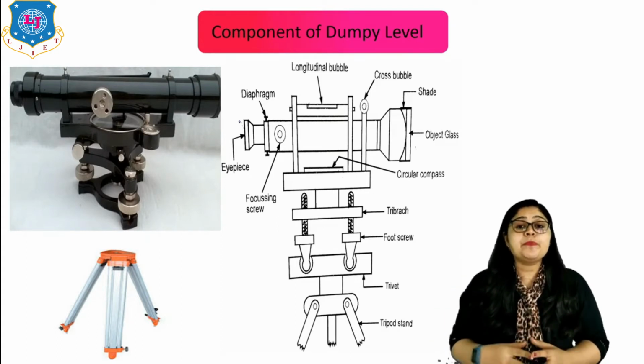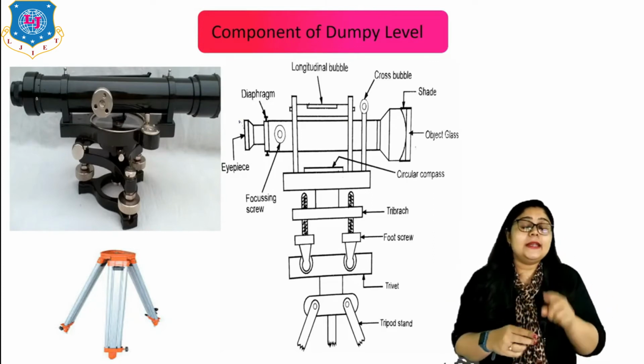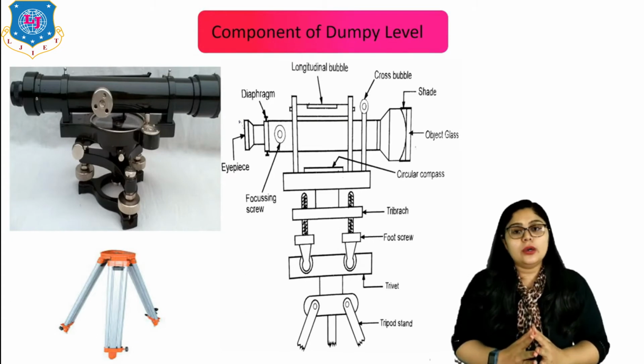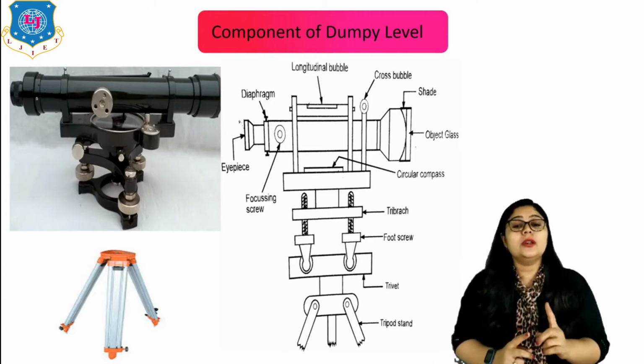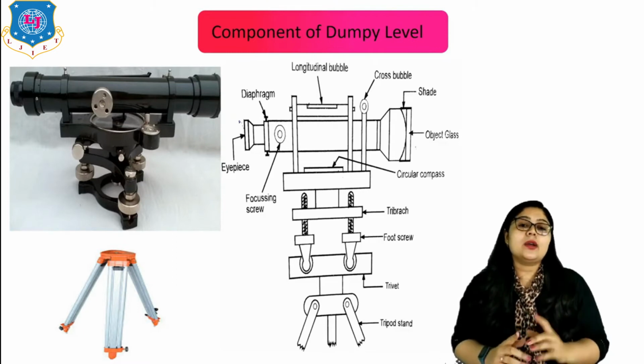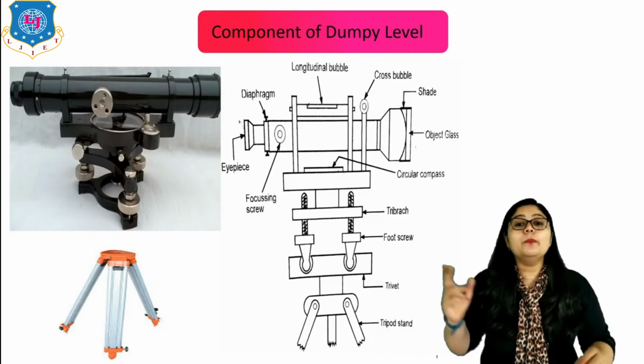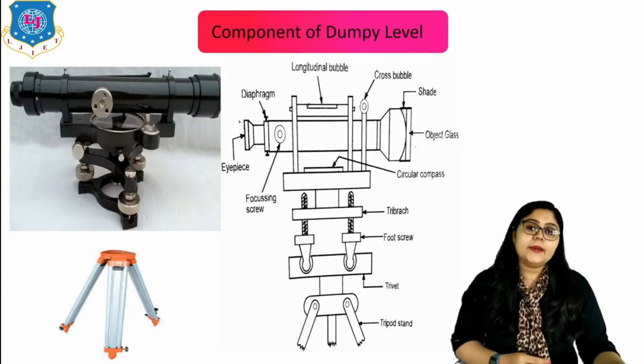Here you can see these two bubbles are provided to check whether this telescope or this dumpy level is in level or not with respect to both axes X and Y. So that's why longitudinal and cross bubbles are provided. Now you better understand the components of dumpy level, right?